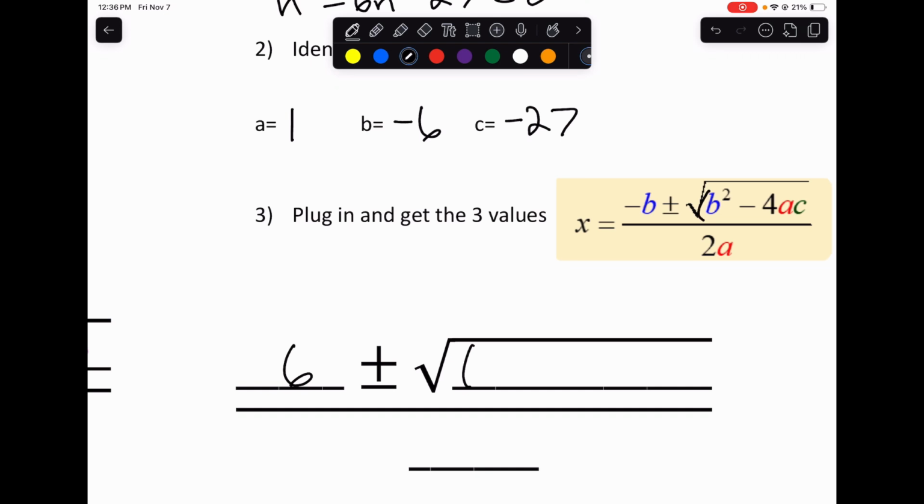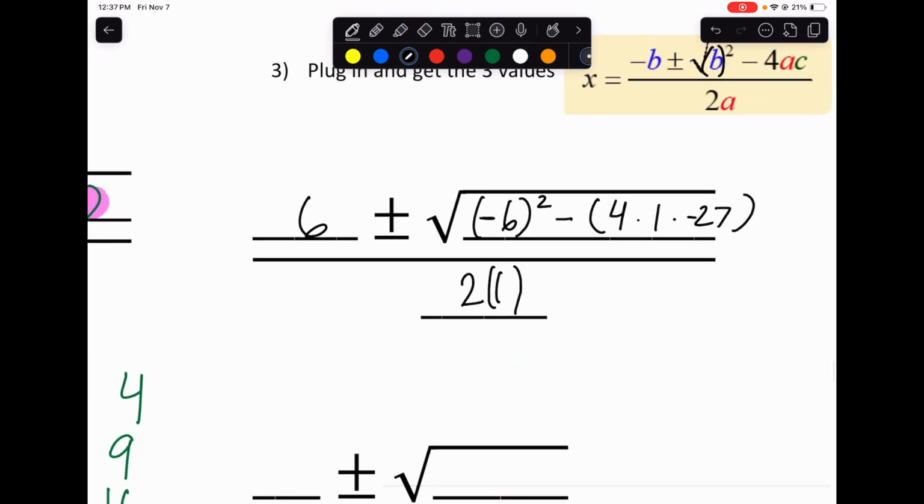And then remember to put parentheses around that b squared. If you do not do that, you are going to get the wrong answer half the time. So make sure you put parentheses around that b squared. It should be like open parenthesis, negative 6, close parenthesis, and then the squared, okay? That is very important. And then we do minus 4 times 1 times negative 27. And then this is all over 2 times a.